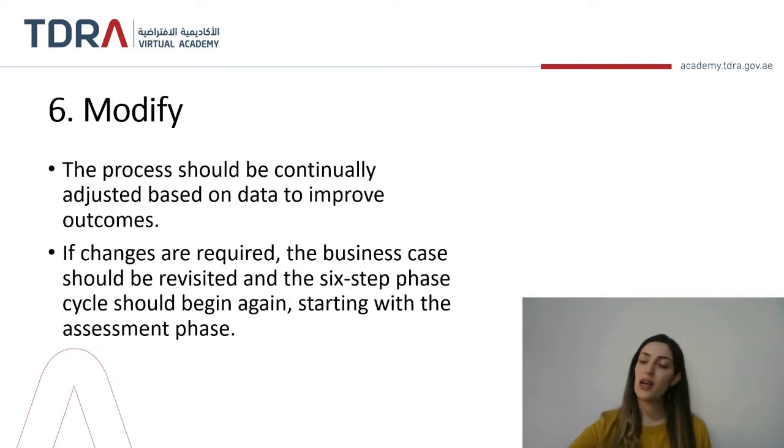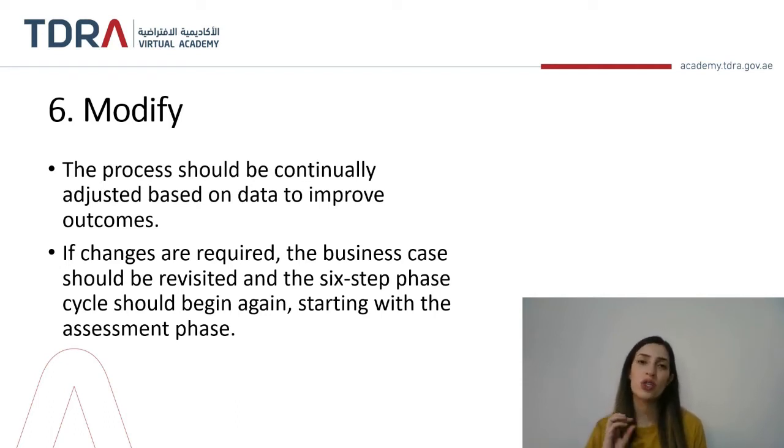Finally, this is the last phase in business process management: modify. The process should be continually adjusted based on data to improve outcomes. So, finally, we have modifications, and like we're always saying, continuous. It has to be adjusted and improved, so the overall outcomes, and eventually our products and services, will be improved as well. Our organizational performance. I want to add something here.